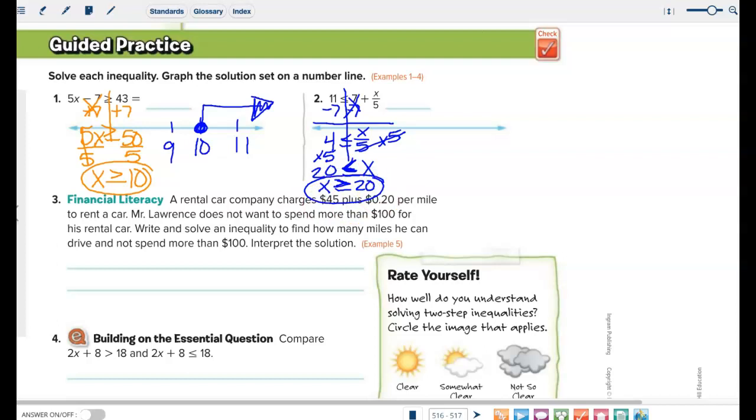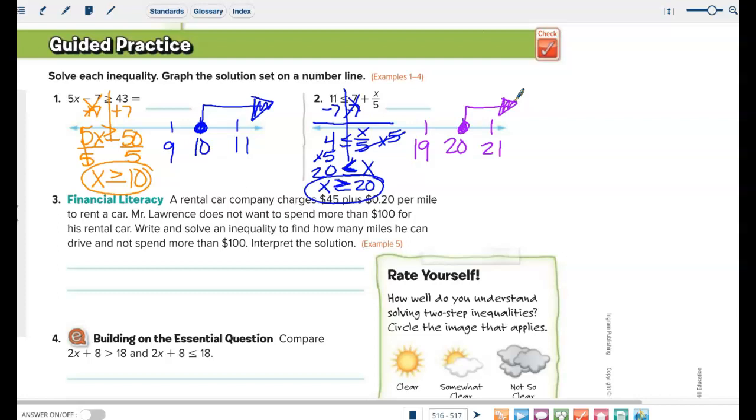When I'm drawing this on my number line, since it could equal 20, I have a closed dot, and since it's greater than, my arrow points to where the numbers are greater than 20.